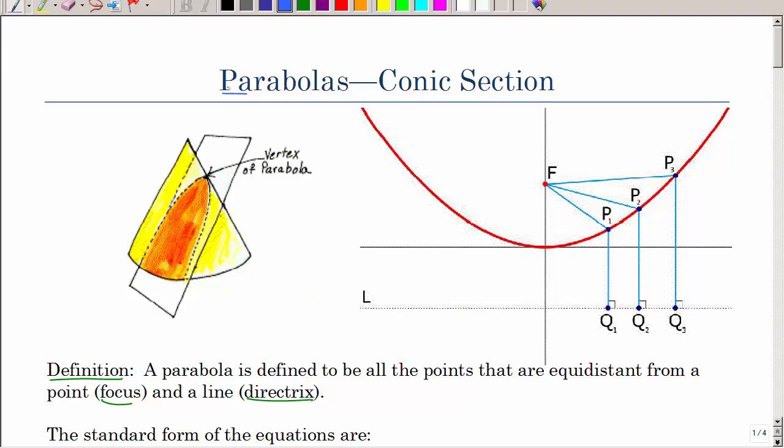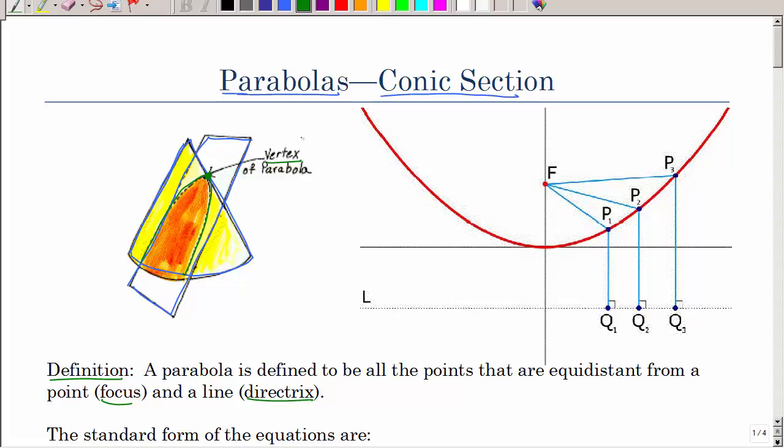In this lesson, we will be looking at parabolas from an analytical point of view. A parabola is known as a conic section because if you take a cone and slice it with a plane, and the plane is parallel to the side of the cone, you get this shape, which we call the parabola. That point is called the vertex.